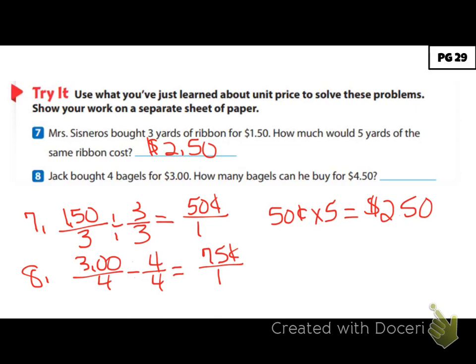This time, instead of multiplying, we'd want to divide to find out how many bagels he could get for this cost. So we'd do $4.50 divided by 75 cents. When you divide those out, you would find that you get an answer of 6 bagels.